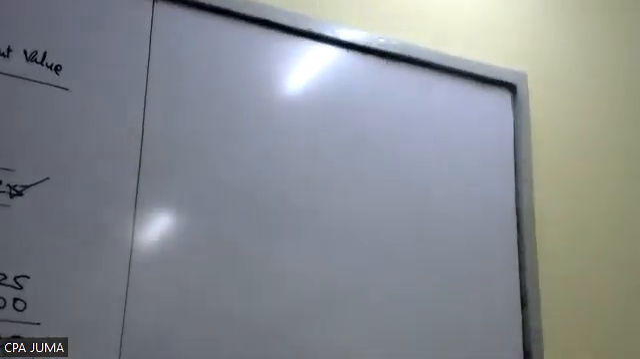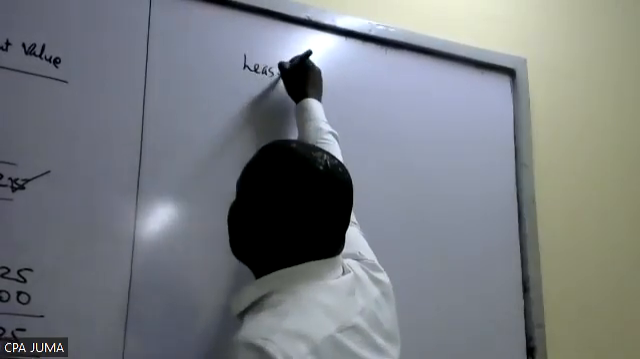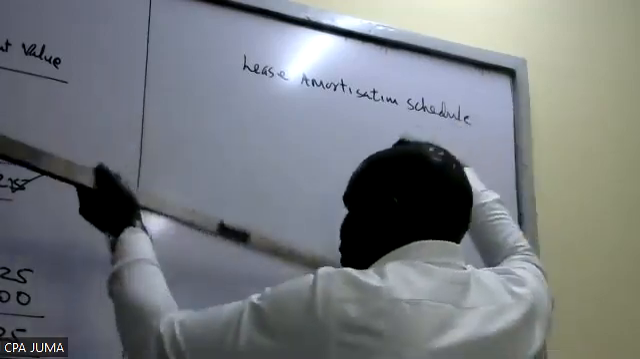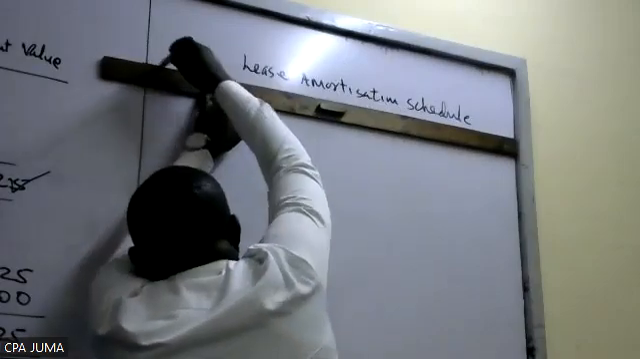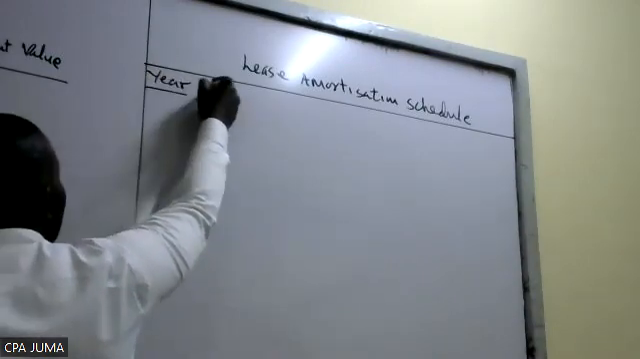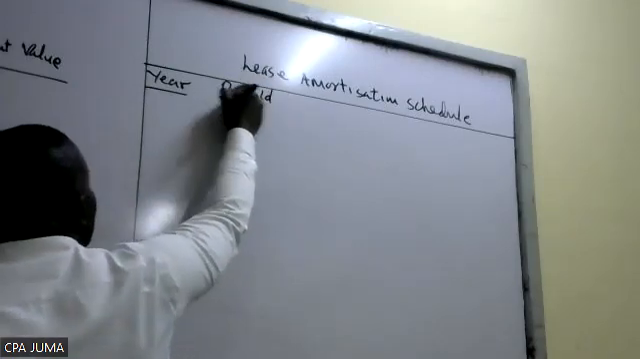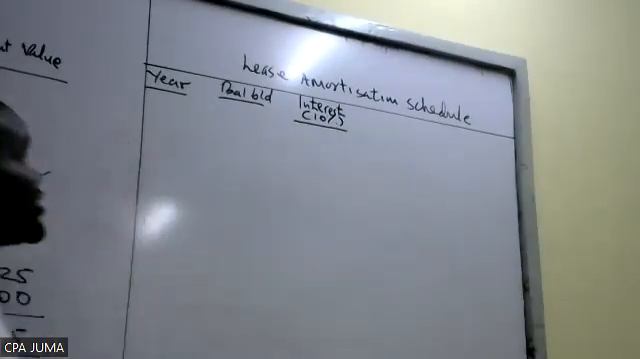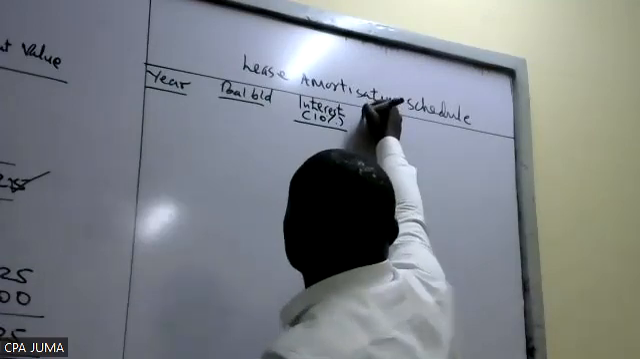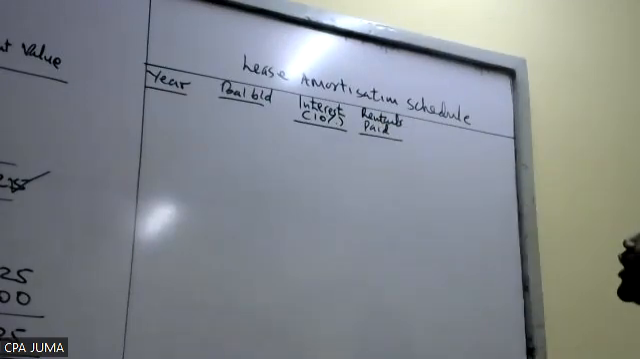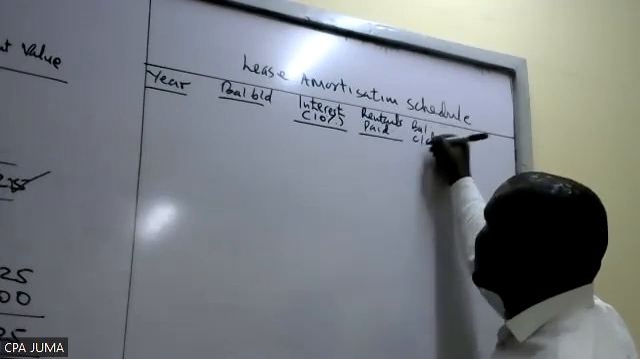So let's have the lease amortization schedule. You'll write for me here: balance brought down. Interest at 10%. Then rentals paid. Rentals paid is constant, 500, 500, 500 every year. Then you get balance carried down.